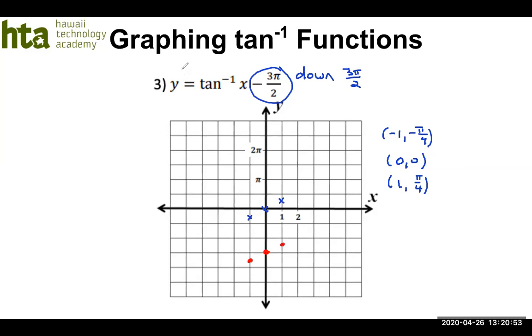All right, our asymptotes also shift down. The asymptotes would have been up at the top at pi over 2 and negative pi over 2, but now they're going to be moving down 3 pi over 2 units. So there are our asymptotes, and we graph the tangent function, or the inverse tangent function.